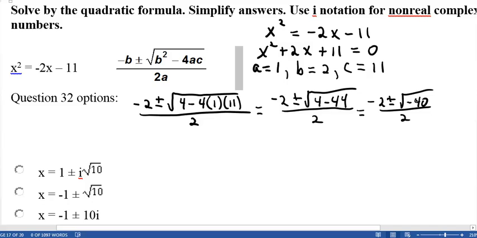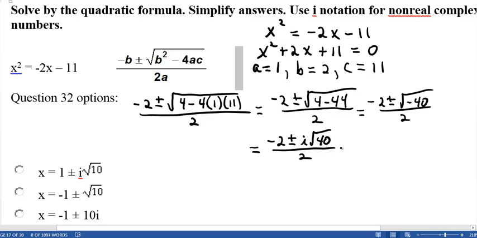So since we have a negative underneath the radical sign, that's the same as i, because that's the square root of negative 1. So that would break down to negative 2 plus or minus i square root of 40 over 2. Now we're going to break down the square root of 40.